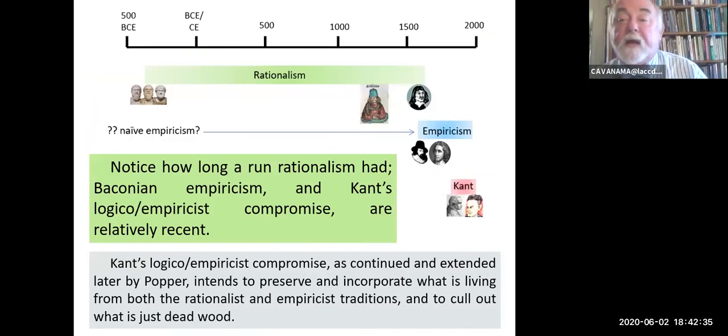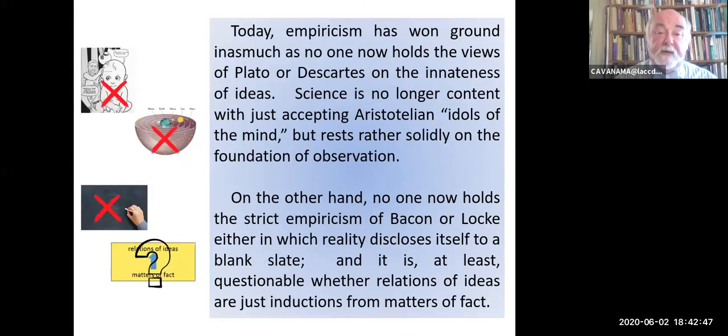Notice how long a run rationalism had. Baconian empiricism, much shorter run. Kant's compromise, logical empiricist compromise, even shorter. You know, we've had some time to play with them, but have we settled them? Well, empiricism has won ground today insofar as no single person believes what Plato believed or what Descartes believed about innate ideas. It's just not a starter anymore.